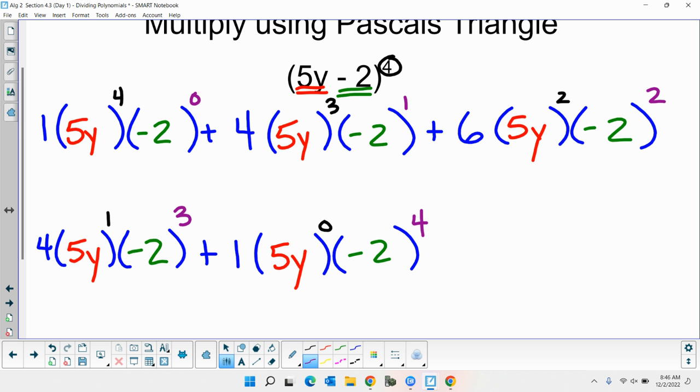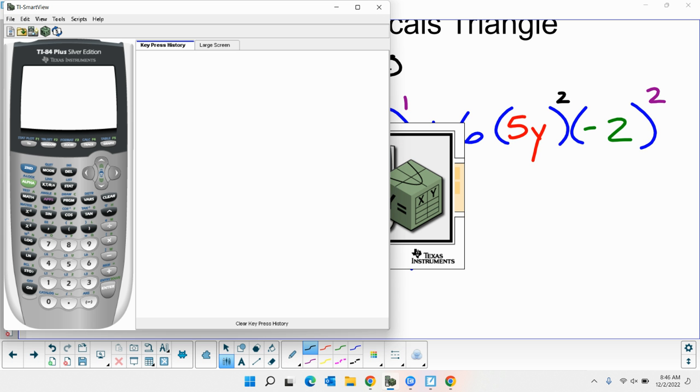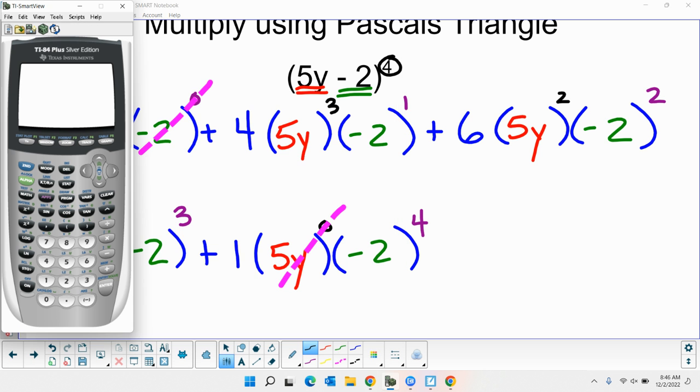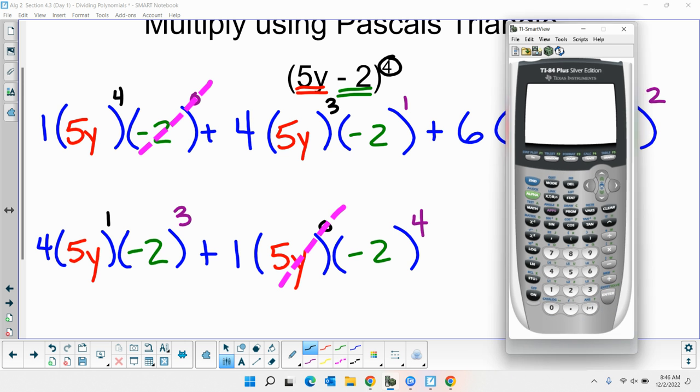I also like to do this. I know that anything to the 0 power is 1, and anything times 1 is itself, so I don't even worry about those two, because that's times 1. Okay? So, I'm going to go to my calculator to do this. You don't really have to, but it's pretty easy when you do it with the calculator. All right, so I'll move it over. I gotta get it up there, I guess.